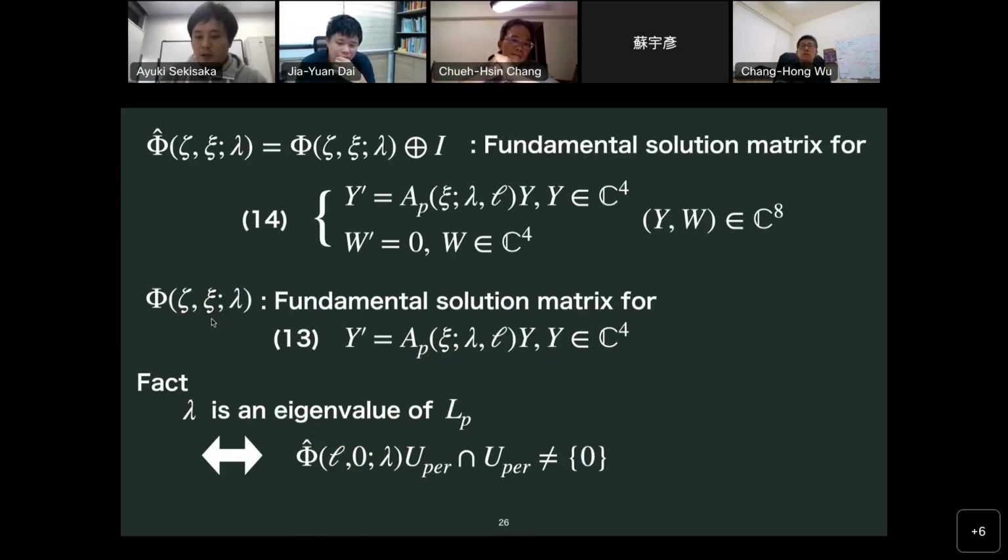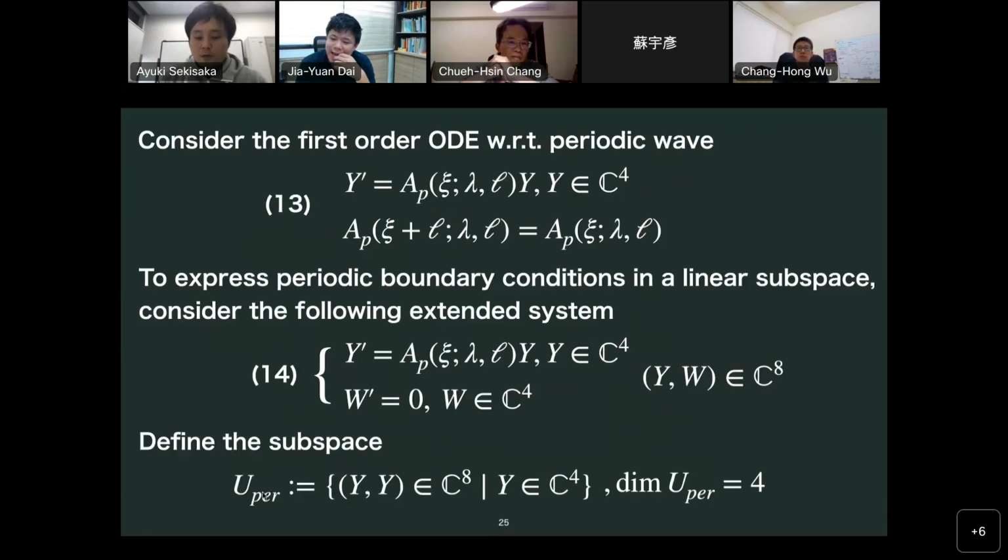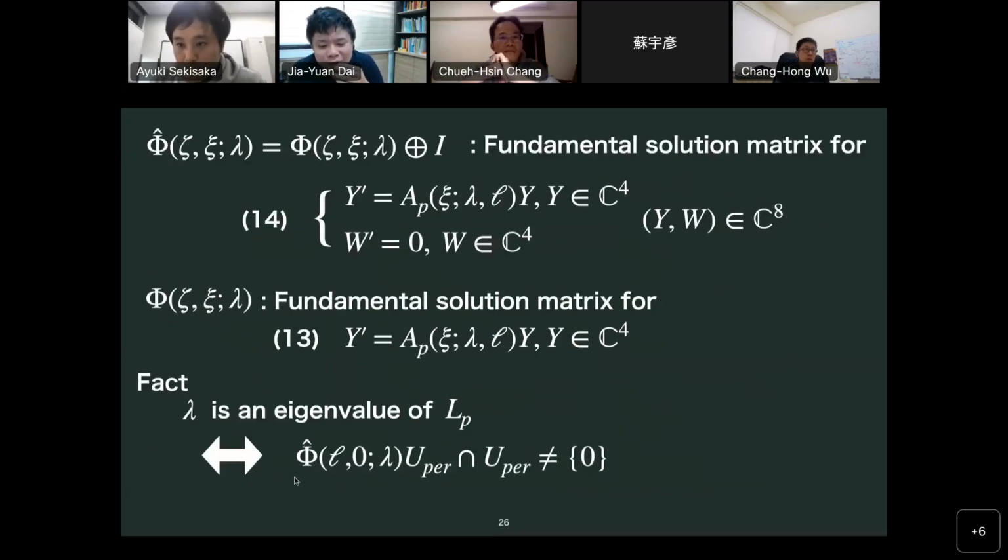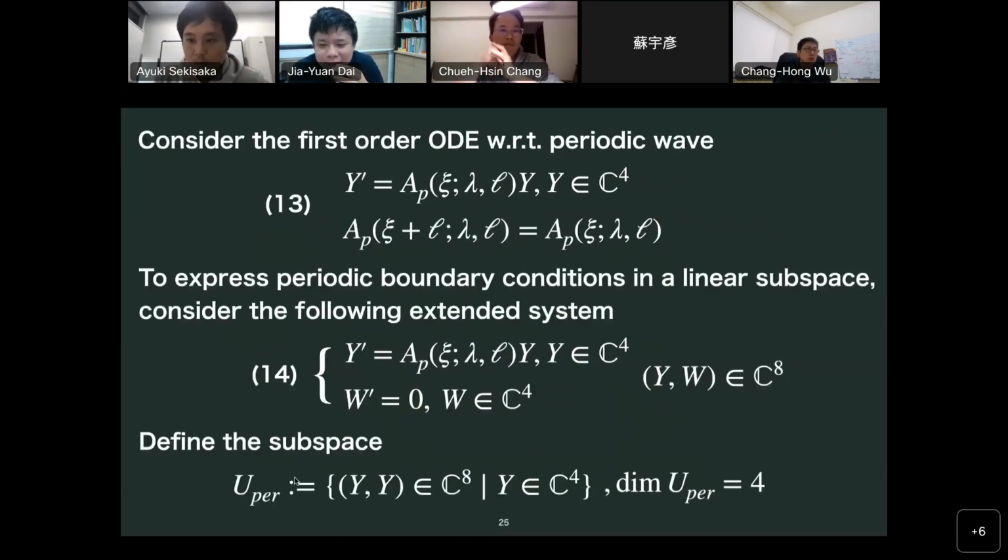Another realization is that such information is given by the extended system, and we consider the extended systems, and the boundary conditions realize linear subspaces. Can I take a look at your boundary condition, the periodic boundary condition? Where is the periodic boundary condition?